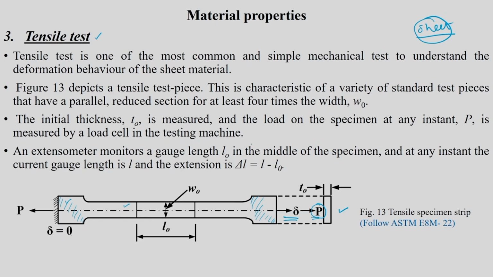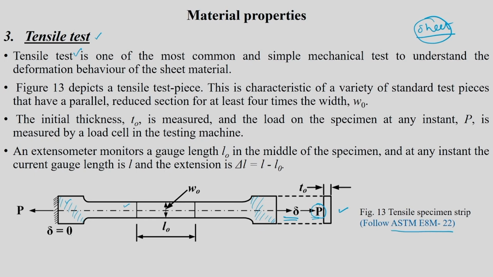One after another I have written it here, but this tension test is one of the most common and simple mechanical tests to understand the deformation behavior of sheet material. This I already introduced to you, and this figure is a tensile test piece. When we speak about these dimensions, one has to refer to some standards, for example ASTM standards, which could be one reference. There are other standard references you can also follow.